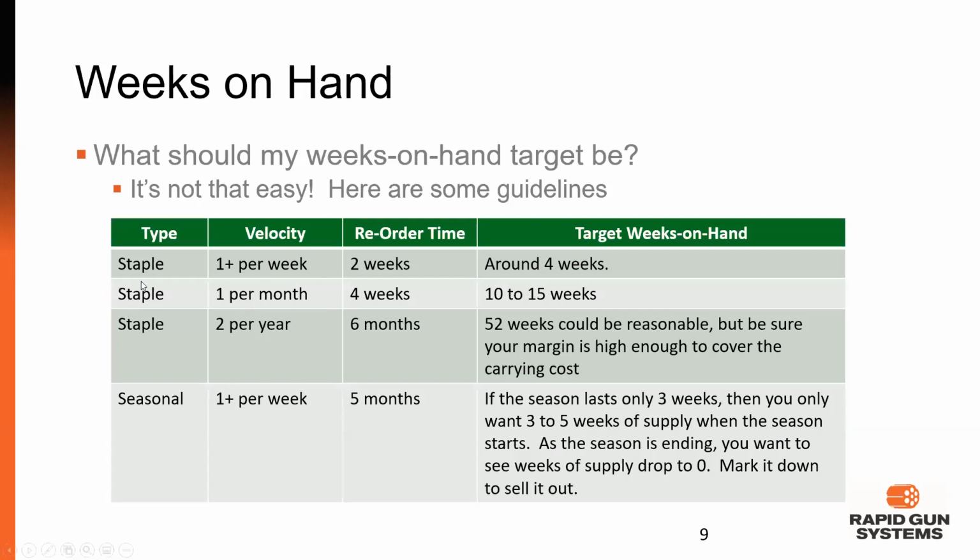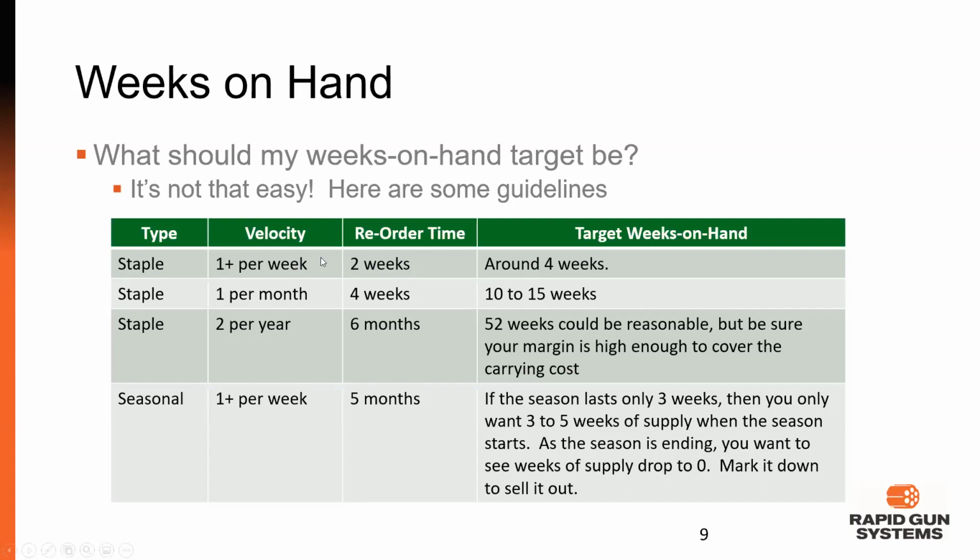So let's say that you've got an item that you carry year round, a staple item. So it's not a seasonal item, but a staple item carried year round, and it's got a really high velocity. We sell at least one of this item every single week. Maybe we sell 10 of this item every single week. Maybe we sell 100. But the point is, it's got a high velocity, and we've got a fast reorder time. Once we place an order, it only takes 2 weeks for that item to arrive at our store.